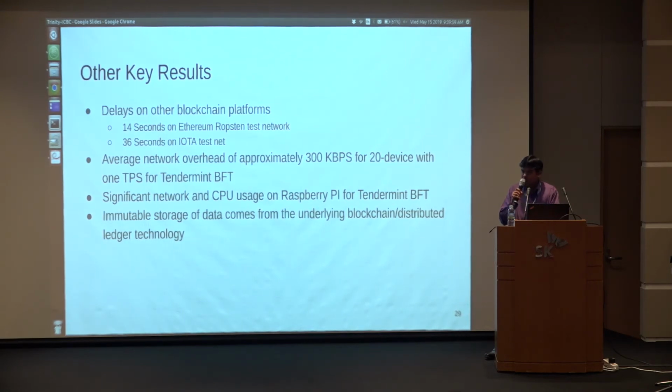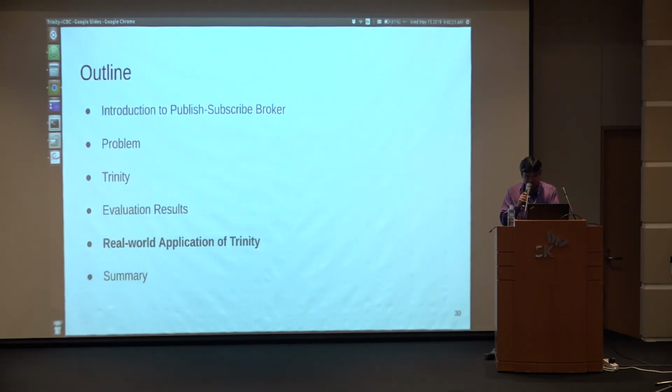We do have immutable storage of data that comes from the blockchain platform itself. In this version of the paper, we haven't delved into the details of our immutable storage or how the data can be retrieved if you want to look at what happened, or for auditing purposes in the future. So that concludes my evaluation part.